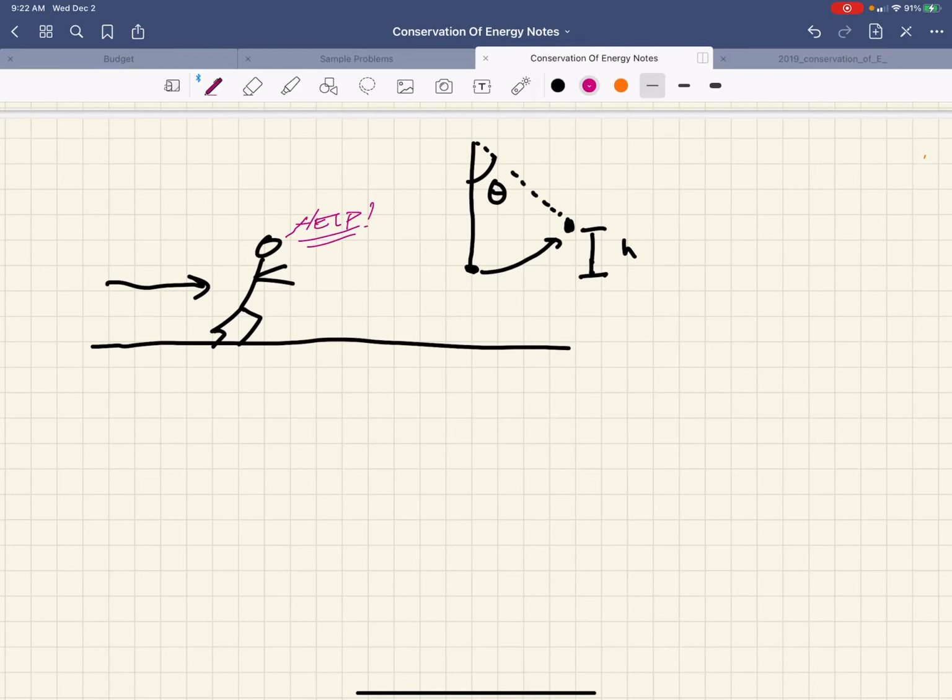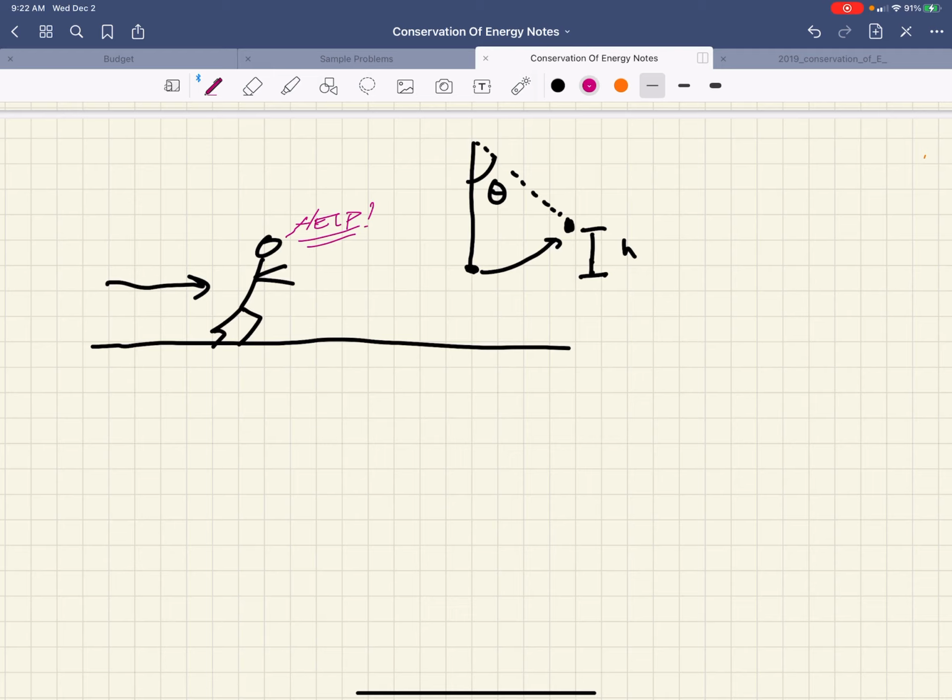Okay, good morning. So today we're going to start with a conservation of energy problem where somebody is running for their lives. They're going, help me, and they're going to grab onto this rope swing and swing as high as they can. They're going to swing up a height of h.